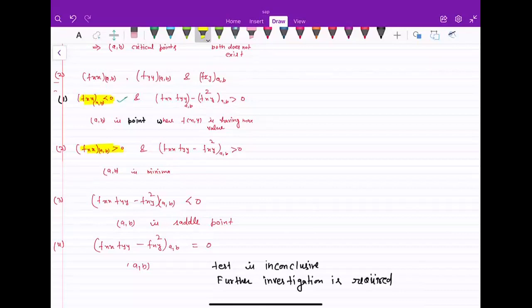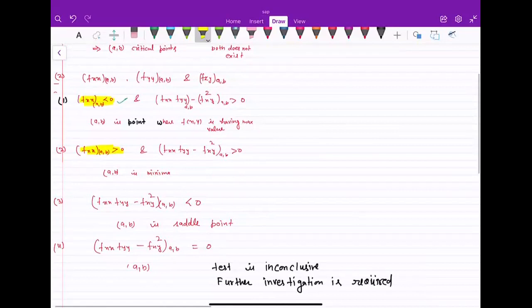What have you written for the fourth test? It is equal to 0. What's the conclusion for that? There is no conclusion. We cannot say about the point AB. In that case, the test fails. So we require some other procedure by which we can say whether the point AB is maxima, minima, or saddle point. Whatever test we have done is not enough to say something about the point AB.